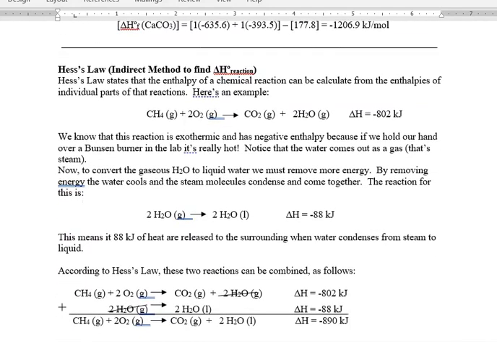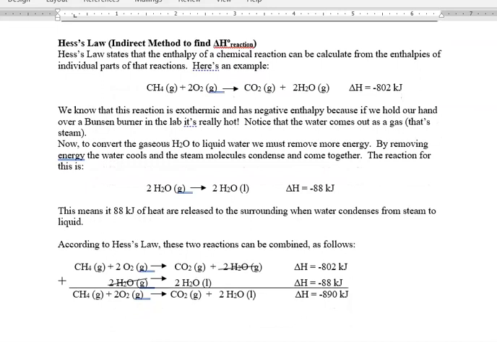Now we're going to go into Hess's law. So we've done calorimetry, we've done enthalpies of formation. Now we go into Hess's law. This is the one where you use the enthalpies of known chemical equations to figure out the enthalpy of an unknown chemical equation. What it's really about is teaching you certain rules. It's almost like learning the rules of algebra in math class. You're learning the rules of chemical equations and how you can manipulate them.